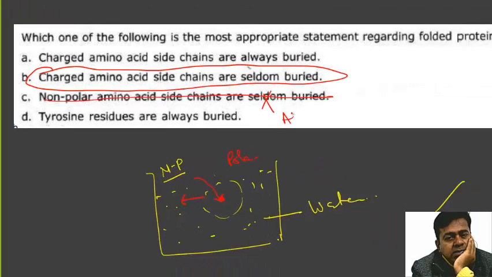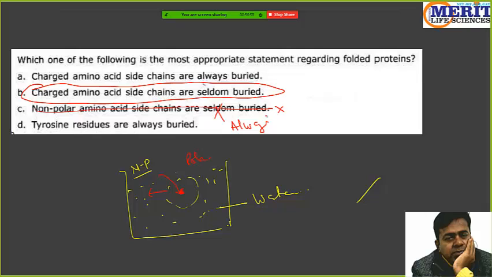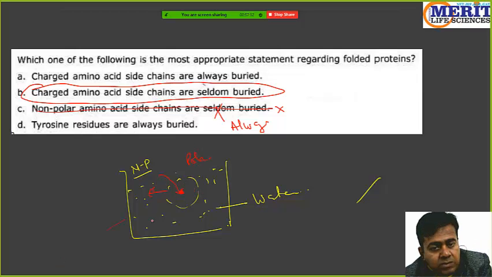This sentence is obviously wrong. Polar is always on the surface, right? So they are not talking about the surface. They are talking only about which one will go in the center, which one should be buried. So they are using reverse, negative language rather than positive language, right? Is it option B? Charged amino acids are always buried? No. Cut this. Non-polar seldom buried? Cut this. Tyrosine always buried? Cut this.